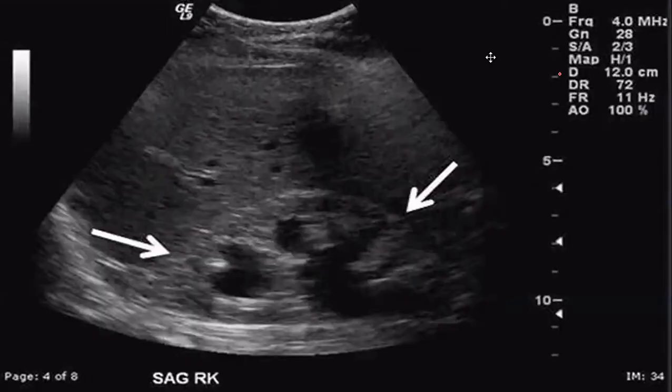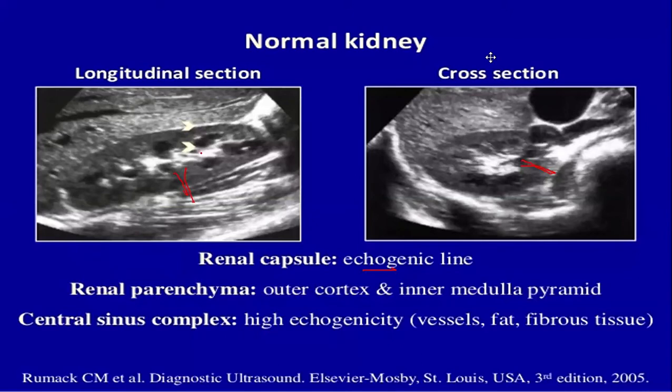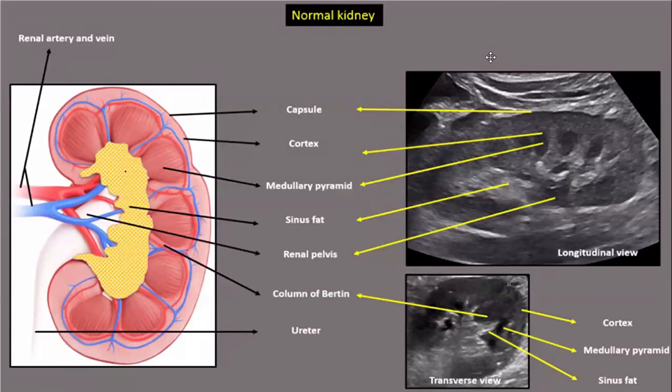So let's go back here. This is the normal. It is very echogenic. This is the normal one. So we go down. Here is the sinus fat, because this is the sinus, composed also of the calyces, the blood vessels, the hilum. That's why this is white, hyperechoic. And this one is the medulla. This is the renal column of Bertin.